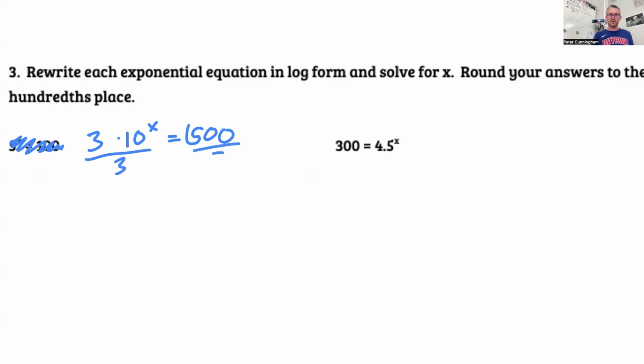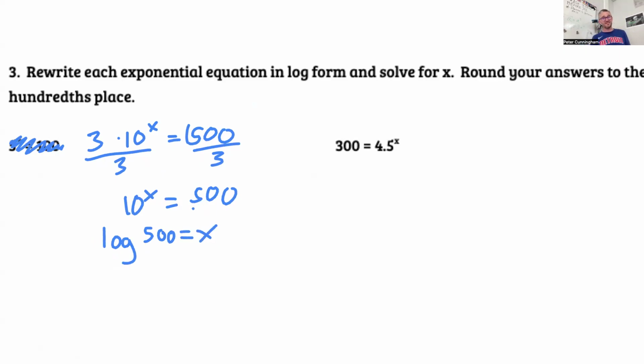Divide each side by 3. That'll get rid of the 3 you're looking at. And then you've got 10 to the power of x equals 500. Okay, nothing fancy yet. But now we're going to have to use logarithms. And if we have base 10, we don't really need a base. If you don't write a base, that's like saying base 10. So we're saying log base 10, 500 equals x.